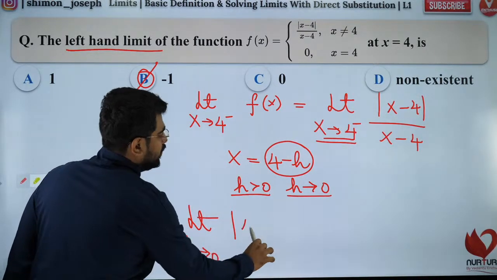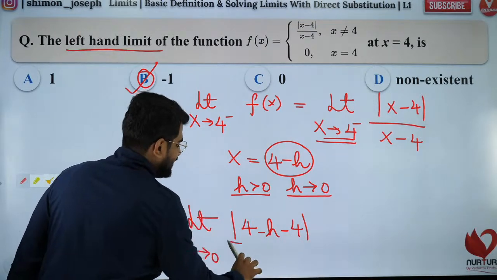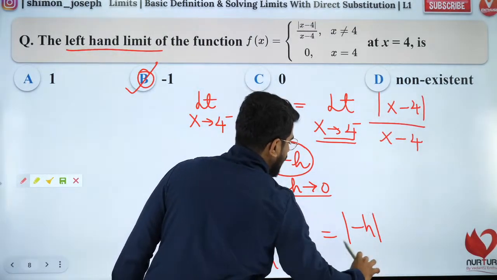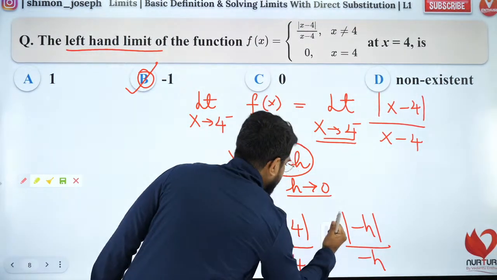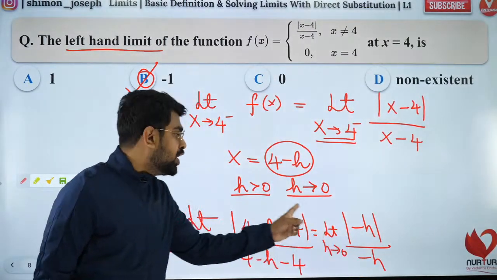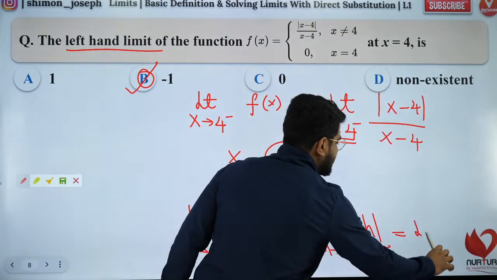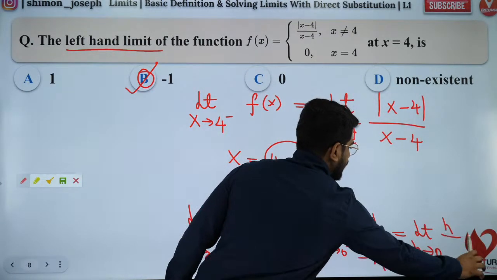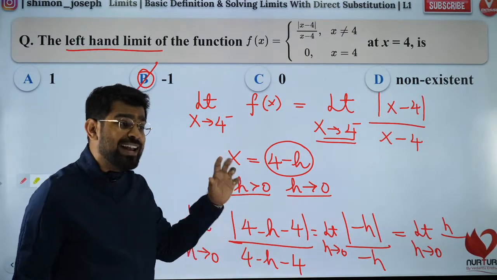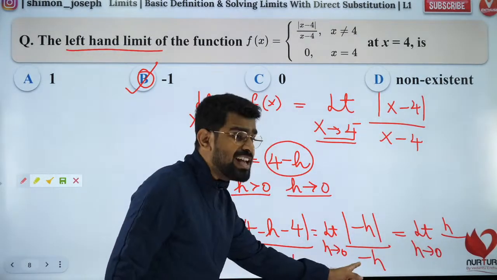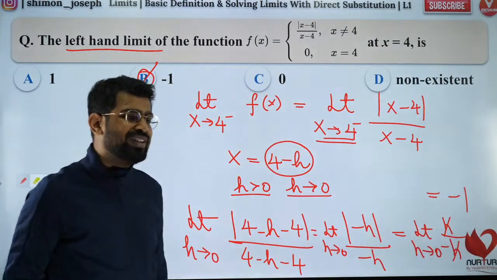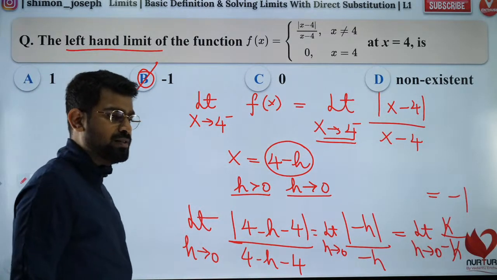So it will become modulus of (4 minus h minus 4) divided by (4 minus h minus 4). So you'll have what? Modulus of minus h by minus h, and you have limit h tending to 0. Is that correct, people? Now, what is modulus of minus h? We know h is positive, so modulus of minus h will be equal to h, because h is a positive number. So modulus will make it positive and you will get output as h, whereas your denominator is minus h. So h cancels, your LHL is minus 1. Beauty! That is how you solve it, my dear boys and girls.